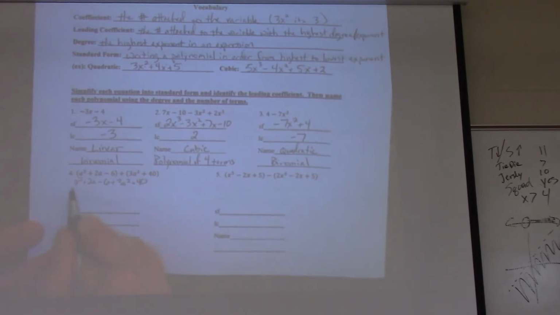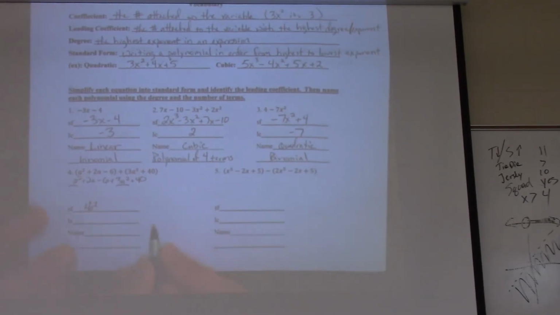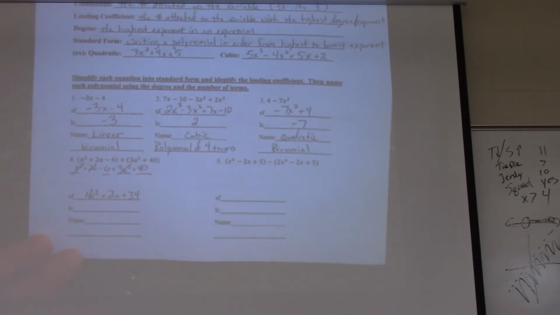And combine like terms. I've got an a squared and an a squared. And really, I'm picking the highest exponents to simplify first. That gives me 4a squared. Gotta get those out of there so I don't do it again. I got one a term, so plus 2a. What is negative 6 plus 40? 34. Positive 34. Now I have written it in standard form. I want to keep going. I'm going to have you guys fill in the rest of it.